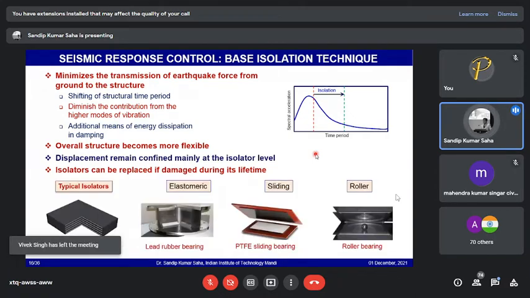However, traditionally the isolators are categorized as elastomeric, it could be lead rubber bearing, sliding bearing, or roller bearing. So depending on these basic systems, there are many advanced systems that have been proposed in the recent past. However, for the discussion purpose, we'll be just showing the modeling approach and how the force reduction is possible in liquid storage tanks that we'll see here.